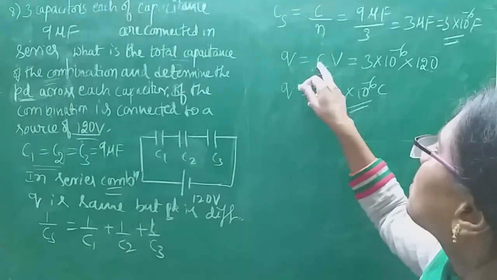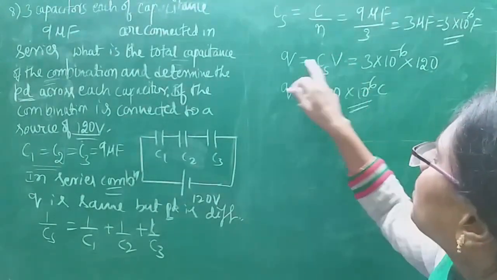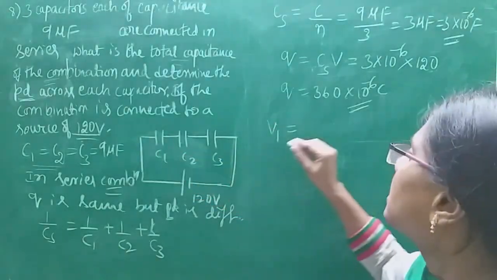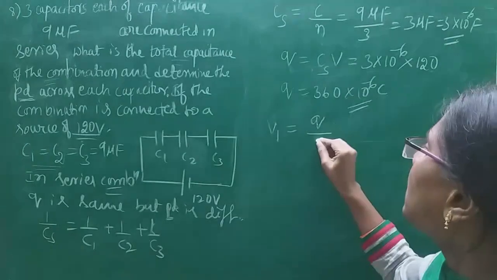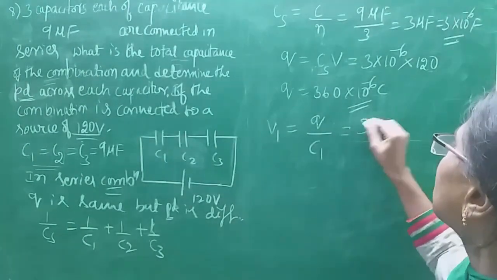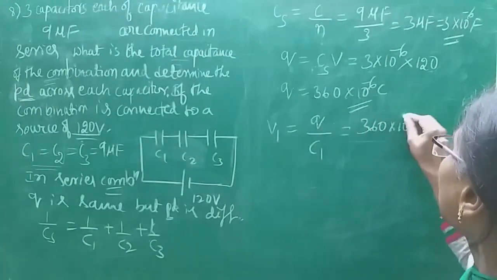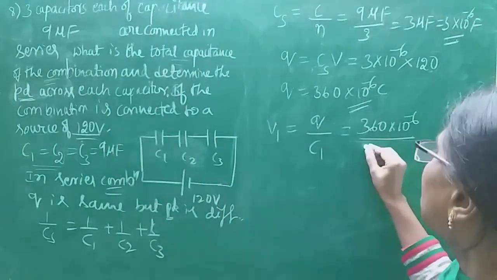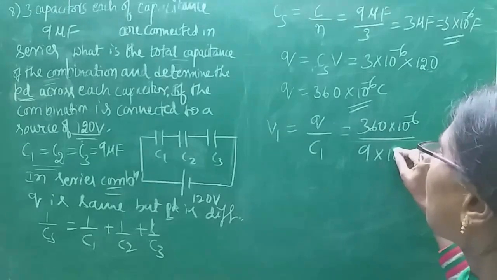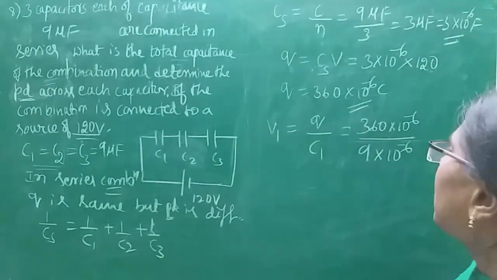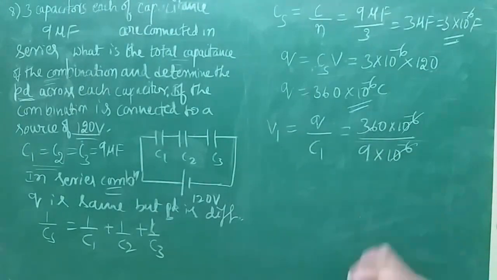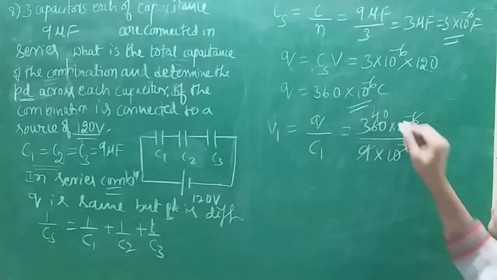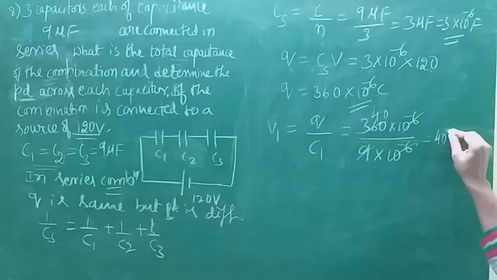Therefore, since Q is equal to C into V, V can be written as Q by C. Therefore, the potential difference across the first capacitor is V1 equal to Q by C1. So, Q is 360 into 10 to the power of minus 6 divided by C1, which is 9 microfarad, that is 9 into 10 to the power of minus 6. So, this minus 6 gets cancelled. 9 fours are 36, so that is 40 volt.